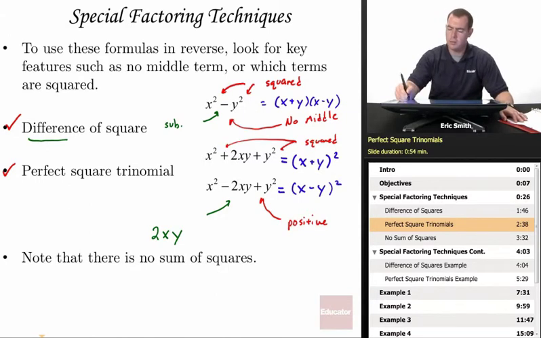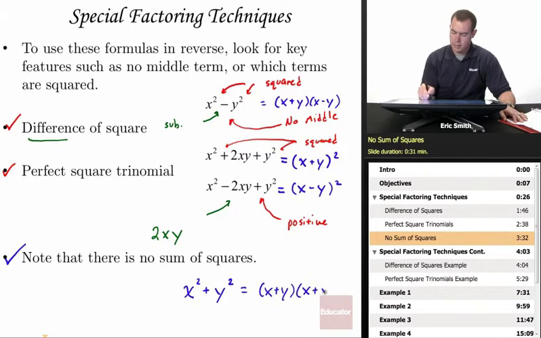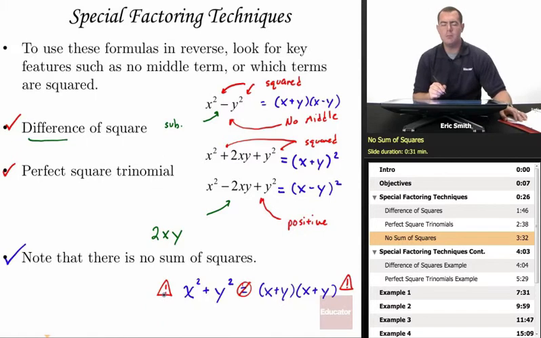Now, be careful when using these quick and easy formulas. Note that there is no sum of squares formula. It's often very tempting to look at something like x squared plus y squared and think that it will break down, but be careful, it will not. So let's say, can't do that. Don't even try. So be very keen on picking up these small things. That way you can save yourself some time when going through the factoring process.